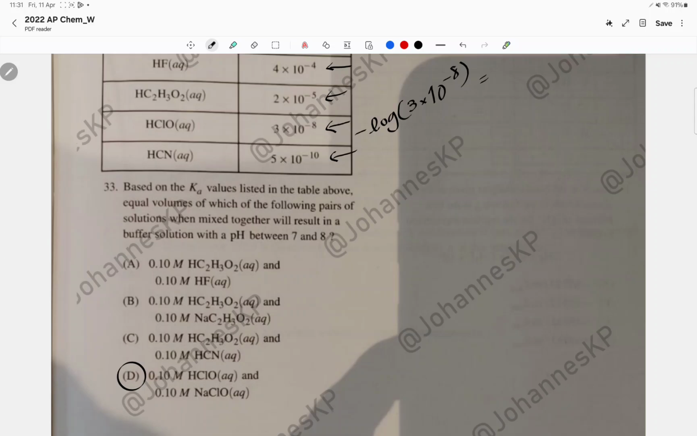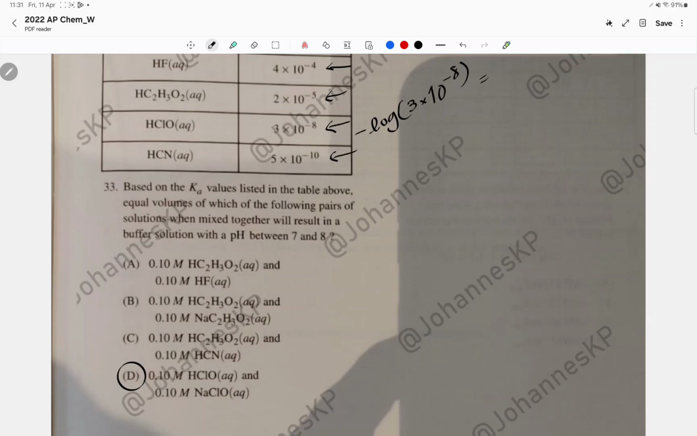What did you do? They call it dissociation, not neutralizing. Its Ka is lower, so this one has a higher pH. I got the right answer.